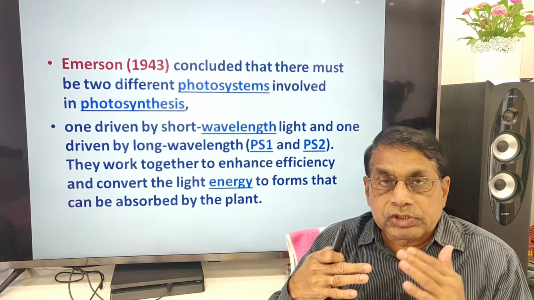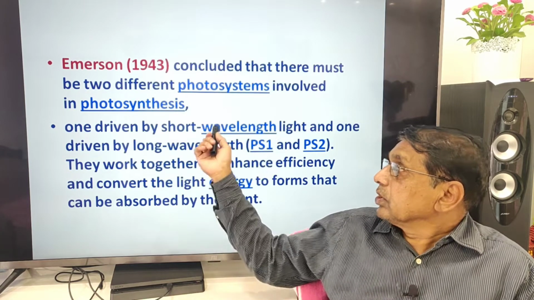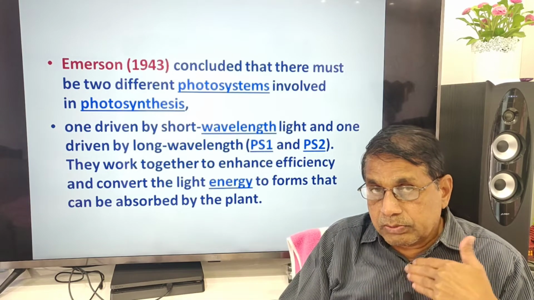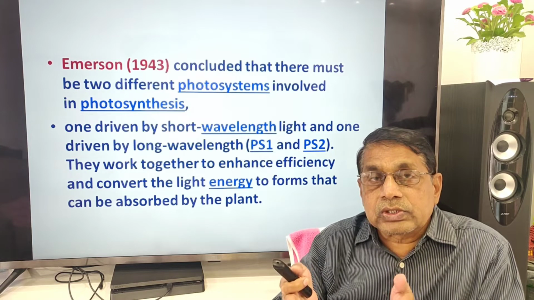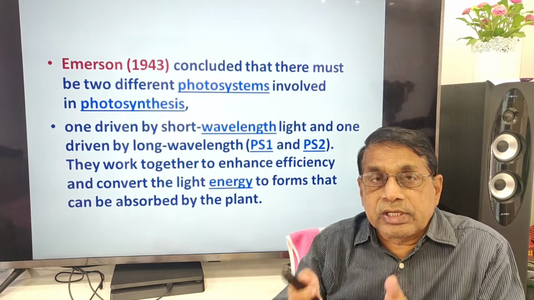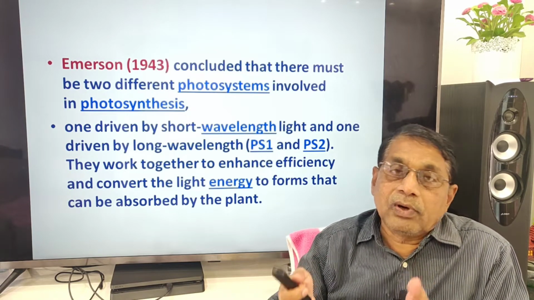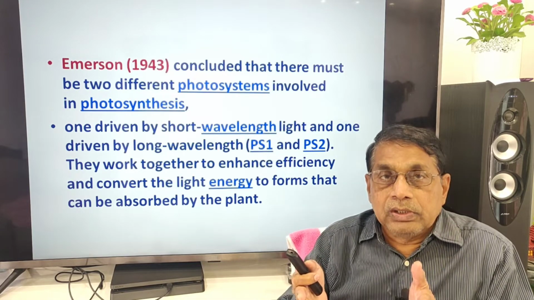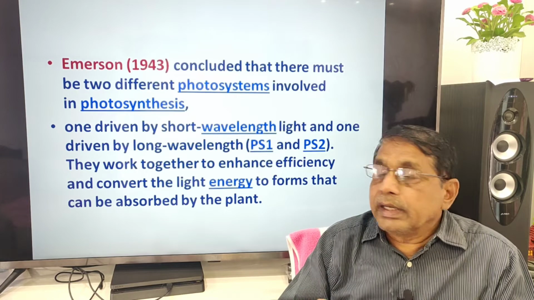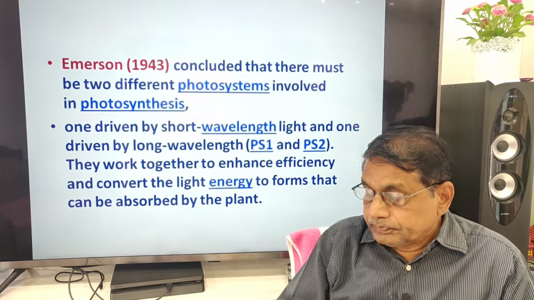Photosystem 1, the short wavelength, photosystem 2, long wavelength. So these two photosystems function simultaneously because the light will be falling on both the systems. When they work together, the photosynthetic rate increases.